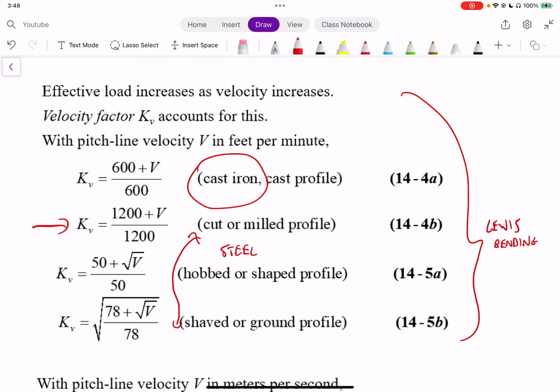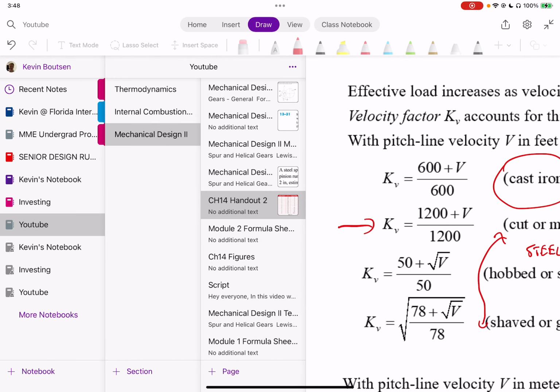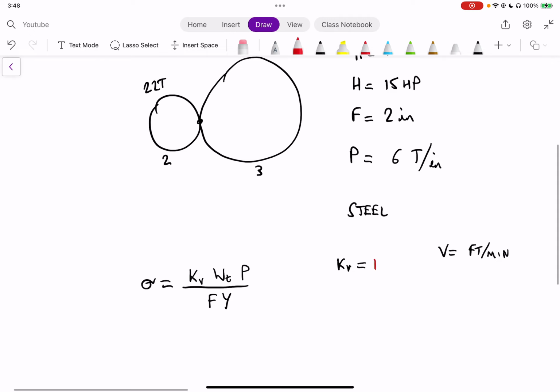We're going to use the cut or milled profile because it doesn't really tell us any extra information. Hobbed or shaped profile are usually less common, and shaved or ground profile is also less common. Cut or milled is the typical way in which we manufacture gears, so we're going to use that equation. So we're going to use (1200 + V) / 1200 for our velocity factor. We write that kV is equal to (1200 + V) / 1200.